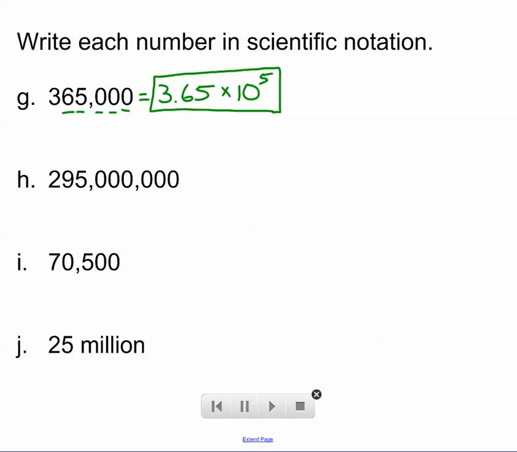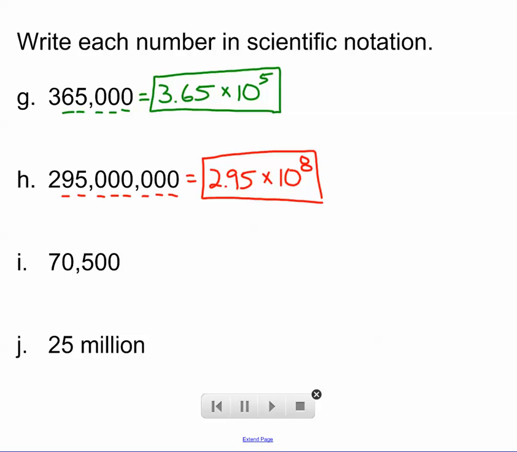Remember what I said about scientific notation too. You're always going to have a number between 1 through 9 right here, then a decimal point, and you may or may not have a decimal part. And it can be 1 digit, 2 digits, it can be 5 digits, however many digits you need. All right, 295 million. It's going to be 2.95 times 10 to the 1, 2, 3, 4, 5, 6, 7, 8. 2.95 times 10 to the 8th.